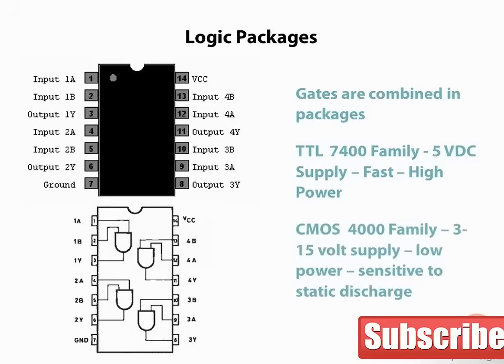CMOS stands for complementary MOS and is growing in popularity. CMOS once had the disadvantage of being slower than TTL, but now we have high-speed CMOS which rivals TTL for speed. CMOS also consumes much less power than TTL and can operate on a wider spectrum of supply voltages, typically 3 to 15 volts. CMOS does have one drawback, in that it is vulnerable to being damaged by electrostatic discharge. Circuits using CMOS need to take this into account.